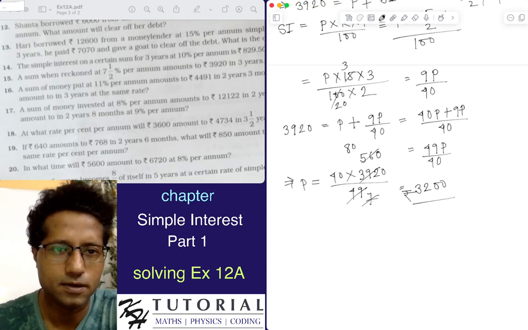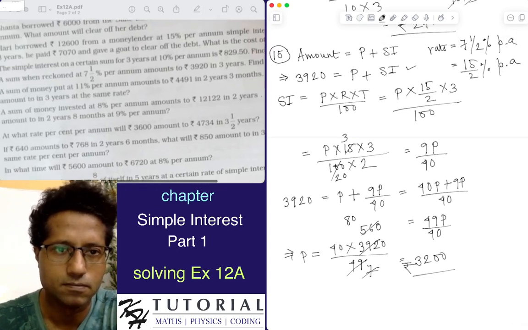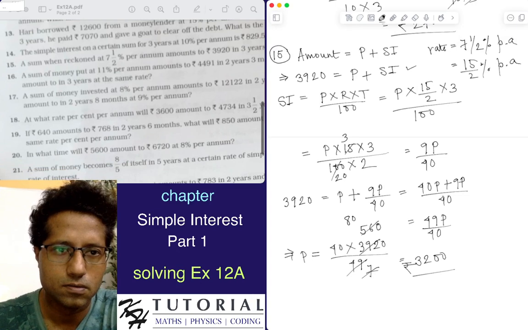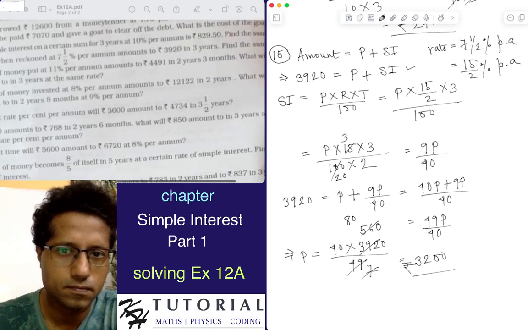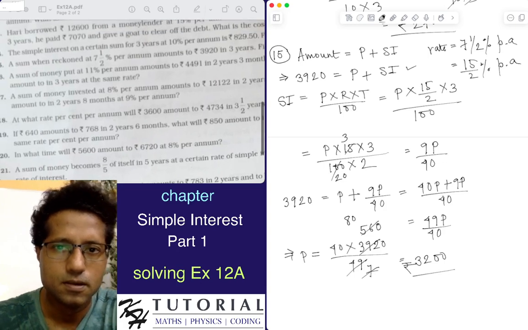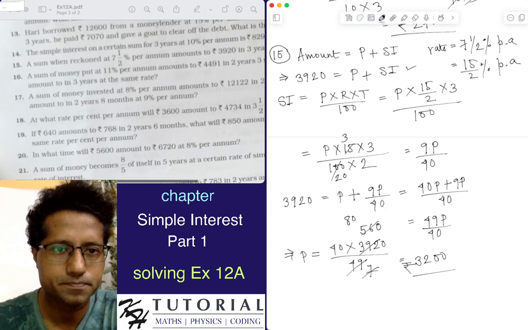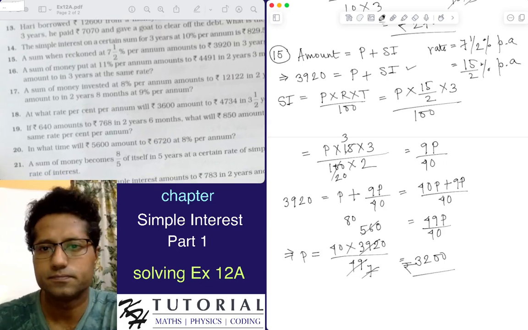So that is what it has asked. This is problem number 15. So problem number 15 is saying find the sum. Okay. Now, what will it amount to in 3 years at the same rate? Let's do problem number 16.